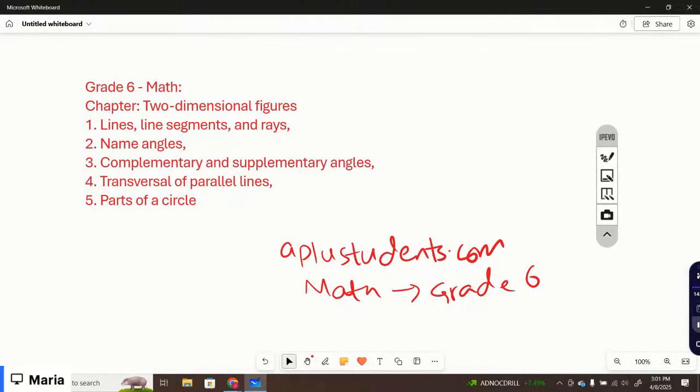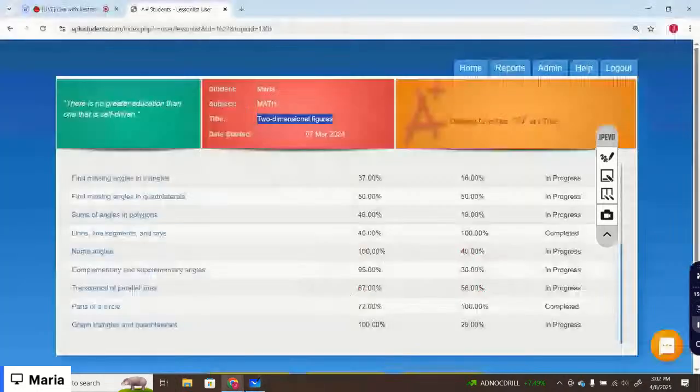There you can find a list of the chapters. We're going to start with the chapter two-dimensional figures. The lessons we're going to cover today are line segments and rays, naming angles, complementary and supplementary angles, transversals of parallel lines and parts of the circle. Please make sure you have your notebook and pencil so that you can write examples and definitions as well.